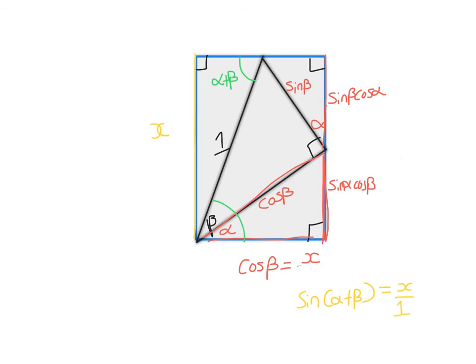Once again, dividing by 1 doesn't change it, so I can simply rub this out. x is sine of alpha plus beta. So I found that this side here is sine of alpha plus beta. What that means is, because this is a rectangle, this side and this side must be equal. So sine of alpha plus beta must be sine beta cos alpha plus sine alpha cos beta.